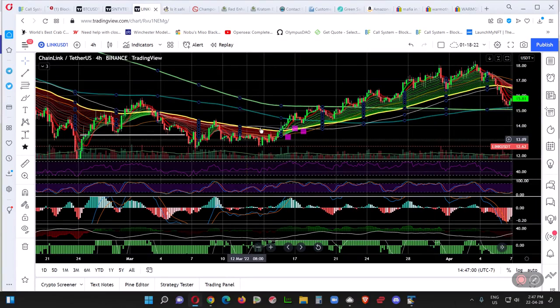So I could go on and talk about how this was a perfect entry. This was also a perfect entry here, but then again, once the MACD turns red again, you don't know if it's just going to go down further or not. That's kind of a tough one because we actually had a little bit of bullish MACD divergence in this area.